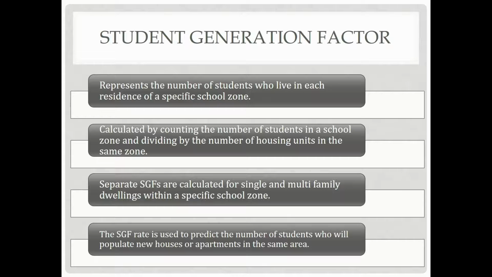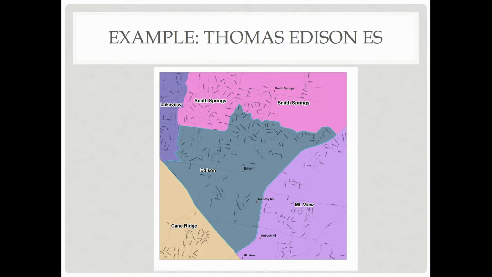The example I'm going to walk you through is from Thomas Edison Elementary School, but we use the same process for each zoned elementary school. So in effect, Thomas Edison's student generation ratios would look different than Percy Priest. Julia Green would look different than Hickman Elementary School.